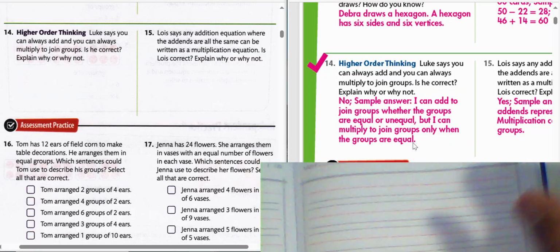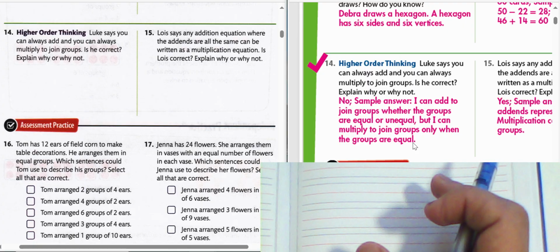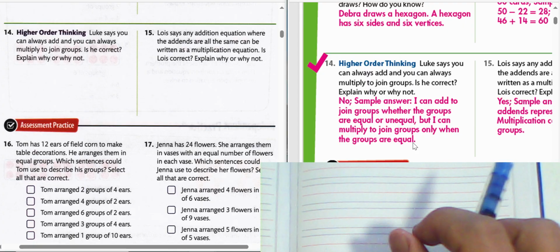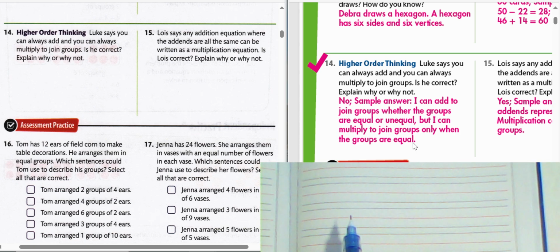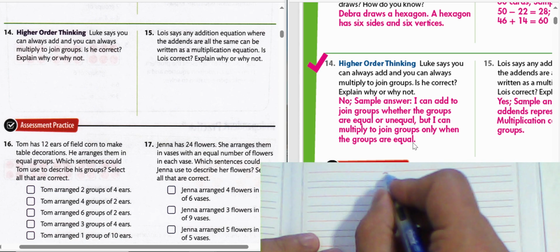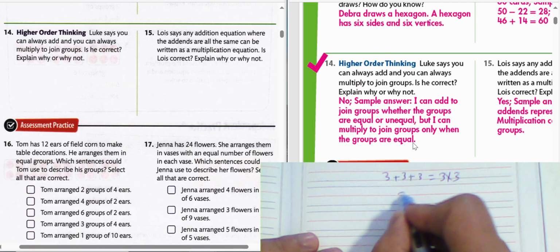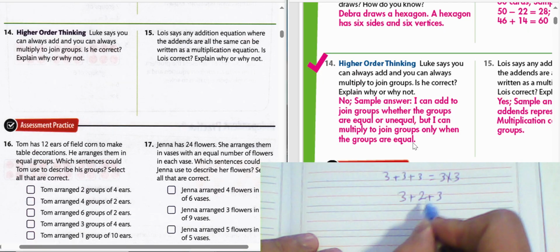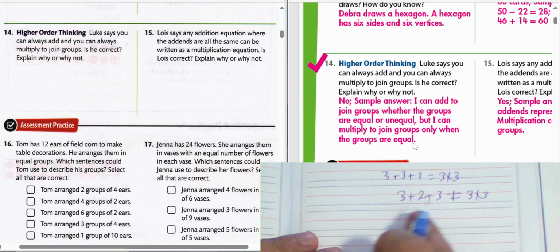Understood? We must convert from addition to multiplication. It's important to write equal parts to join groups only when the groups are equal. Right? Like this, 3 plus 3 plus 3, we can write 3 times 3, but 3 plus 2 plus 3 does not equal 3 times 3. So we must write equal elements in each group.